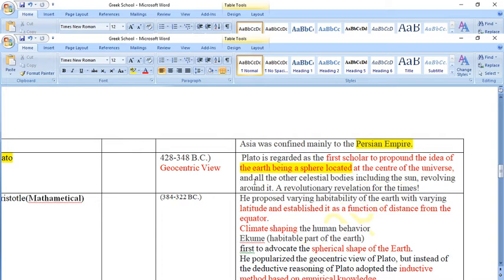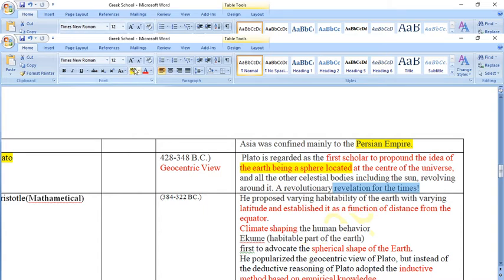Okay, for the first time he proposed and mathematically calculated, and by the two-dimensional surface, he presented the tentative shape and size of the Earth as a sphere. So the contribution of Plato is very important in the measurement of the shape, size, and pattern of the Earth. Okay, and he also tried to calculate the motion of the Earth's surface.